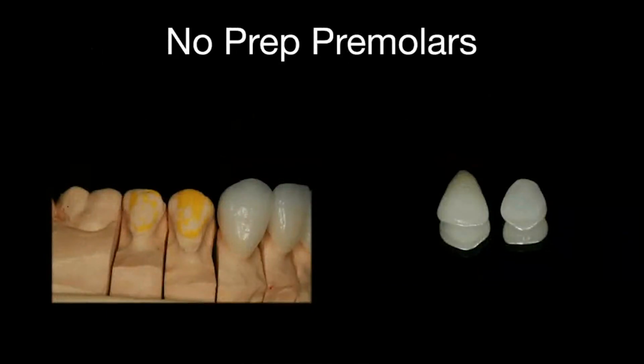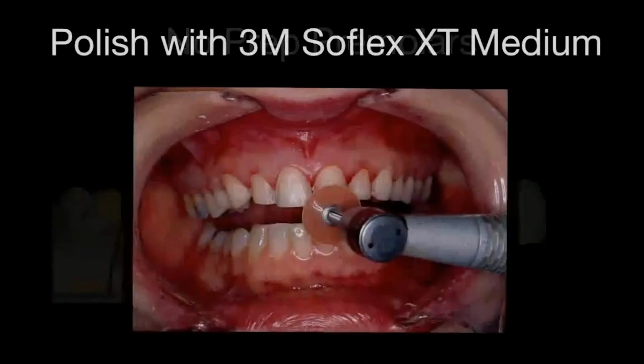So here's a case where we didn't prep these premolars because simply we wanted to widen the buccal corridor so they didn't need to be prepped at all. So make sure to consult with your lab about that on these cases because I rarely prep a premolar if I'm doing facial veneers, all right?